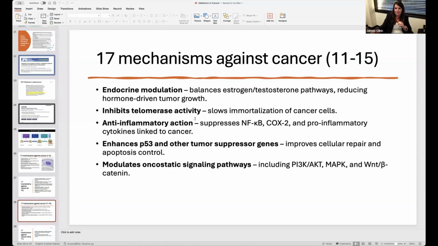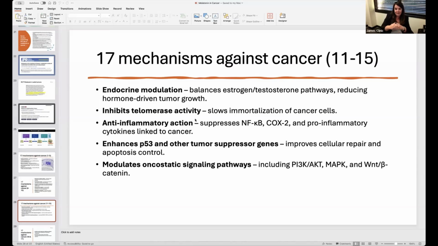Inhibits telomerase. So telomerase is the one that chops off the DNA, that healthy ending of the DNA that protects it. Telomerase chops that off. So anything that preserves our telomeres is going to be positive for longevity. Anti-inflammatory, we've talked about a few times now. Enhances P53. So P53 is a tumor suppressor gene. That's one of those genes that the spike protein shut off. We can turn it back on with the melatonin.